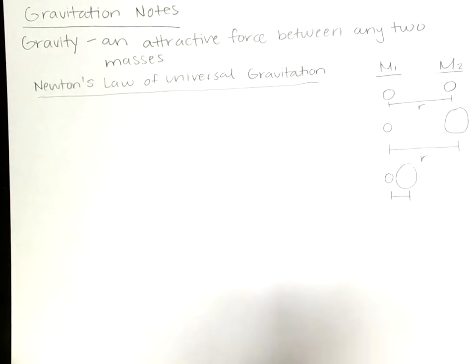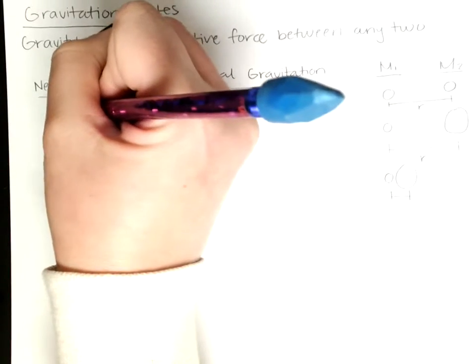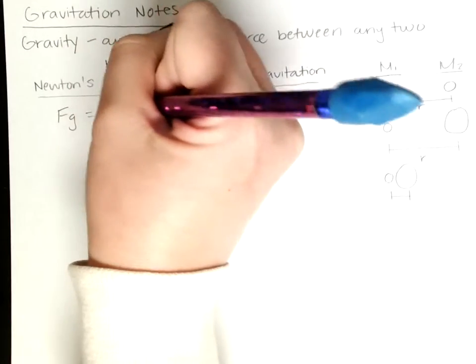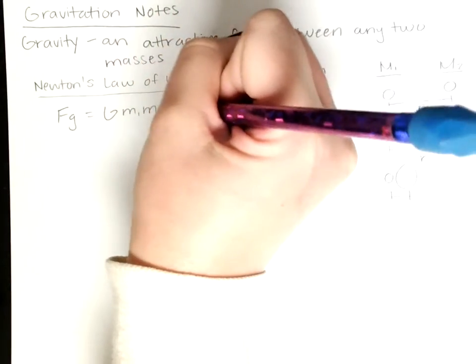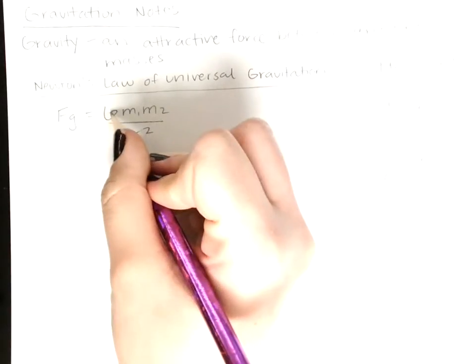So that is Newton's law of universal gravitation, which is F_G equals G m1 m2 over r squared. Okay, let's find the units of this capital G. This capital G is a gravitational constant.